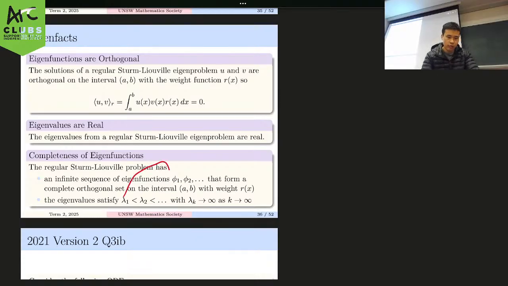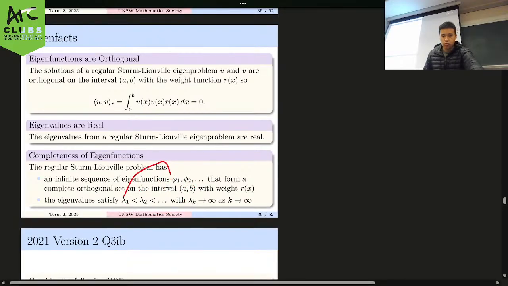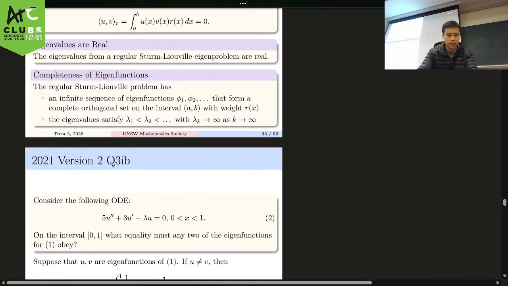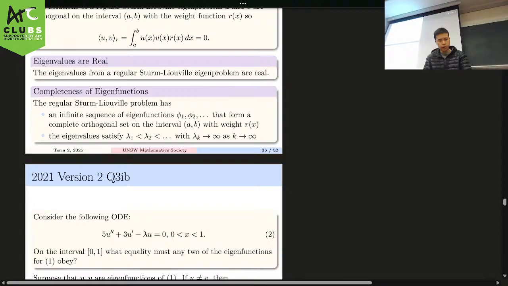The eigenvalue for this function compared to this one, the later eigenvalues would be larger than the eigenvalues of the previous ones. And notice here it's strictly greater than, so you can't have equals. Okay, so consider the following ODE.